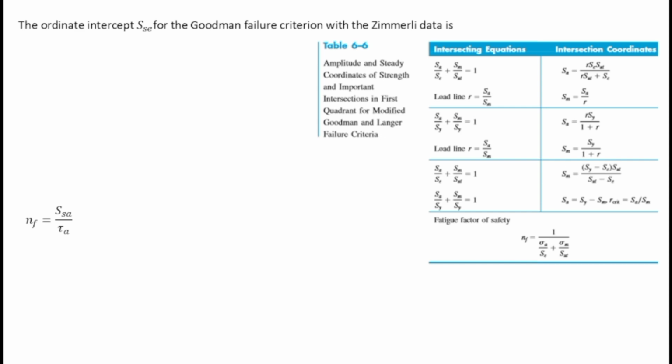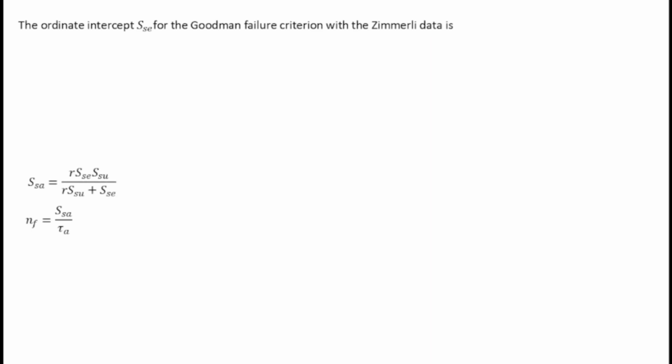Now let's move to find out the factor of safety based on the Goodman criteria. For that, you know that this is the factor of safety equation. Here the SSE can be found from table 10.6. This is the equation for SSE, that is equal to R into SE into SUT divided by R SUT plus SE. So this is the equation for SSE. Now here SSU has already been found out.